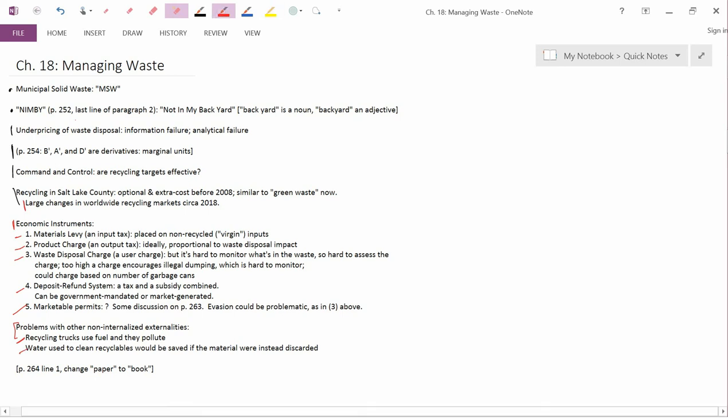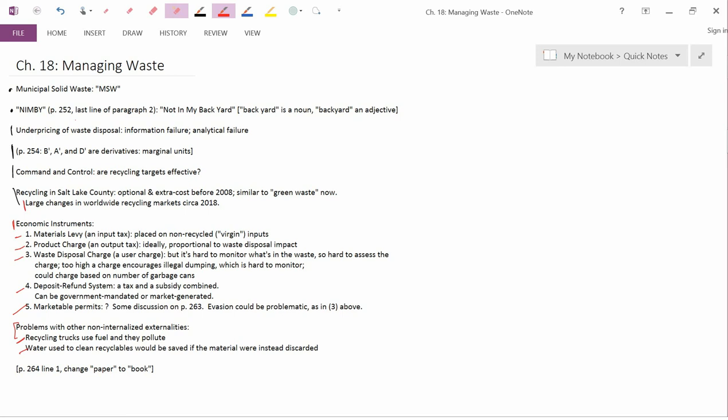Next example. Water used to clean recyclables would be saved if the material were instead discarded. So suppose you have a steel can and it had food in it. You're not allowed to put the dirty steel can directly into the recycling bin because the food residue could leave the can and get on other kinds of things in the recycling bin and contaminate them. For example, it would contaminate cardboard, it would contaminate paper. So you are faced with a choice of either cleaning the can before you put it in the recycling bin or throwing the can away, putting it in the garbage. To clean the can, you need to use water.